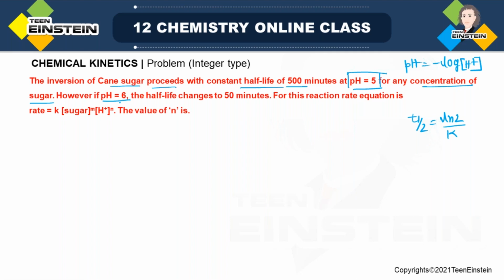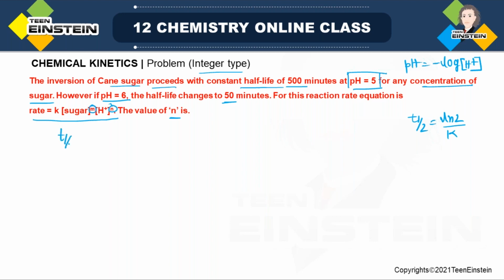However, if you change the pH, that is, if now the pH is 6, the half-life also changes to 50 minutes. Now for this reaction, the rate equation is given, but the powers of sugar and H plus concentration are not mentioned. M and N, two powers are given. M is the power of sugar concentration, N is the power of H plus concentration. We have to find the value of N, and it is an integer type question, so the value of N will be a whole number. It may be 0, 1, 2, 3 like this.